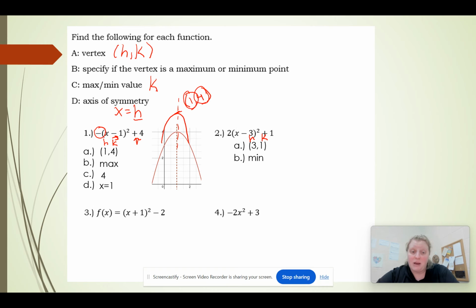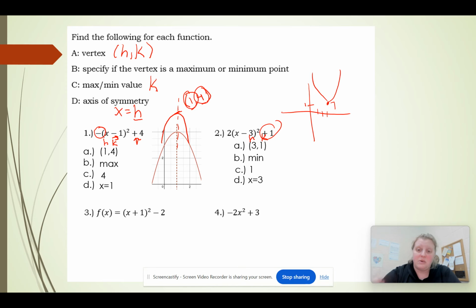Now your minimum value is going to be your k value, and you can see it says k is 1. That should make sense because if you were to graph it and go over 3 up 1, and it's going to be smiling, you can see that 1 is as high as this goes. So whatever you're moving up or down, that is your min or max point.